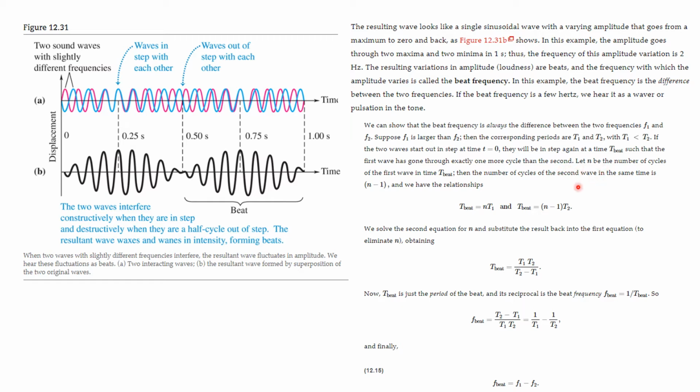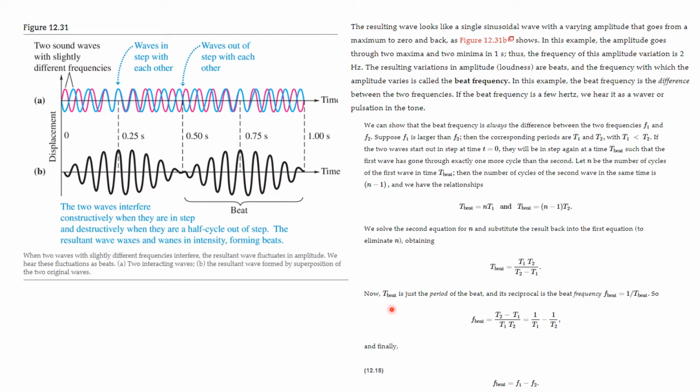So we let n be the number of cycles of the first wave, and so we have this. The period of the beat is n times T1, and the period of the beat is also n minus 1 times T2. So you see this is two equations and two unknowns, and we can solve for n and substitute in, and we get the period of the beat in terms of T1 and T2.